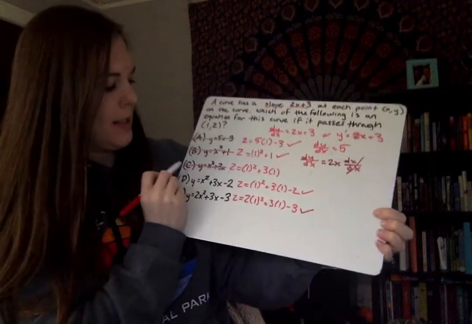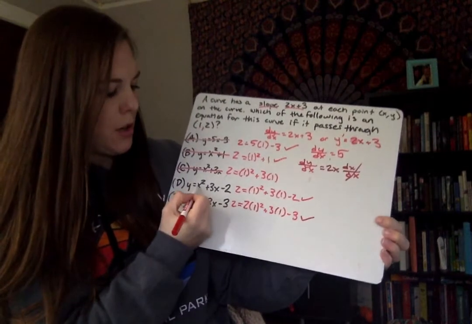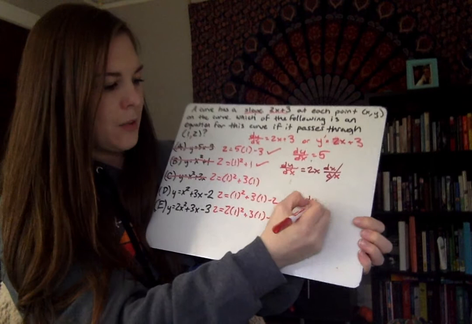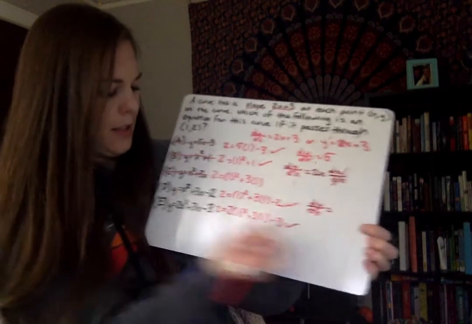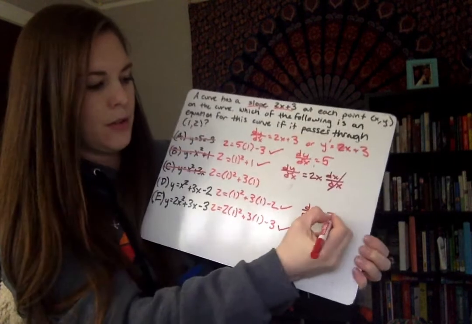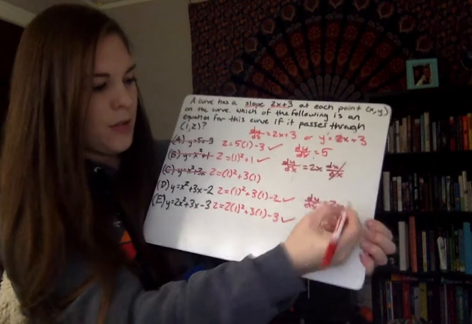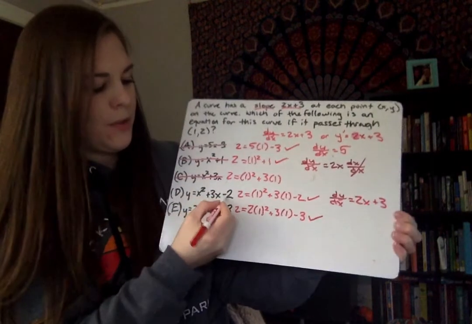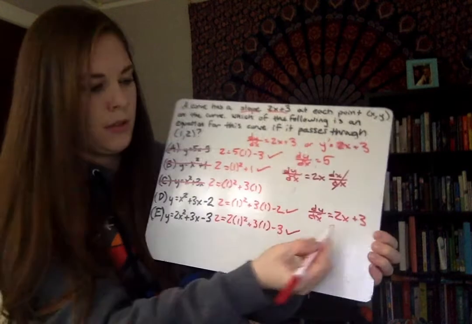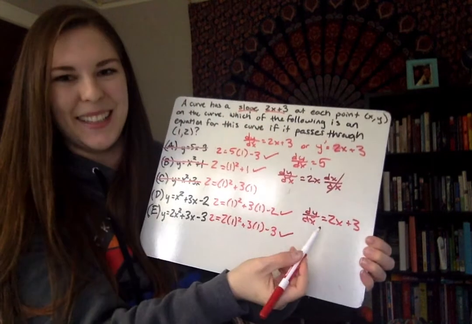All right, let's move on. C, we said no. Let's try D. So our derivative here, we get dy/dx equals the derivative of x squared is 2x, the derivative of 3x is 3, and the derivative of negative 2 is 0. Hey, that's what we like to see.